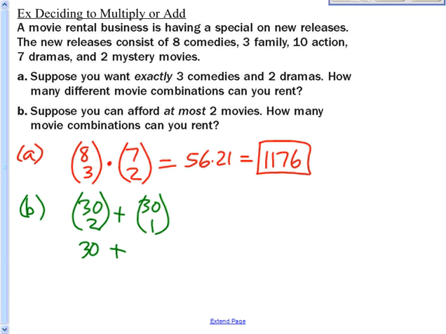If you punch that in, we won't do the formula again, this ends up being 435. So you get 465 here. Okay, that's at most.